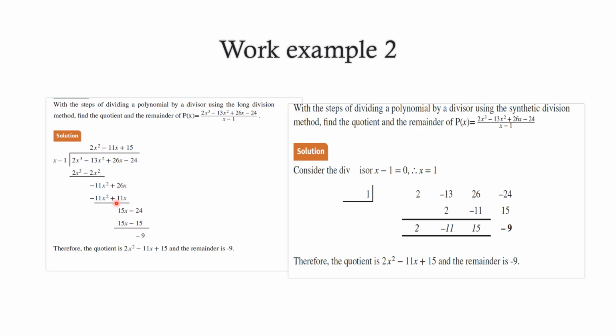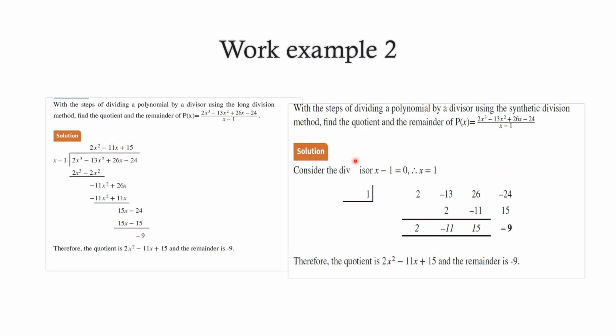Then we repeat the same process. 15x divided by x will give us positive 15. Then 15 times x will give us 15x. 15 times negative 1 will give us negative 15. Then we subtract the expression here from the new dividend, and we get minus 9. So as a result, the quotient is 2x squared minus 11x plus 15. The remainder is minus 9.